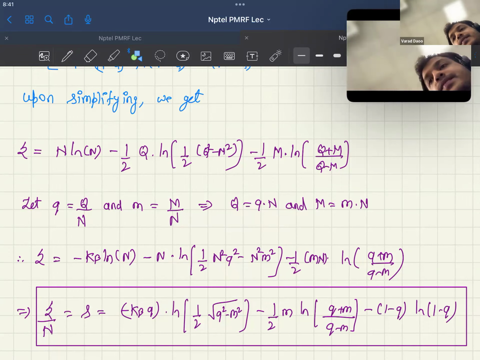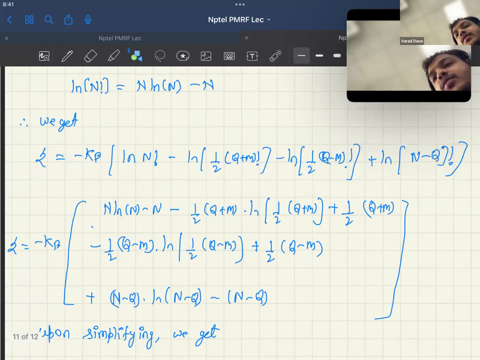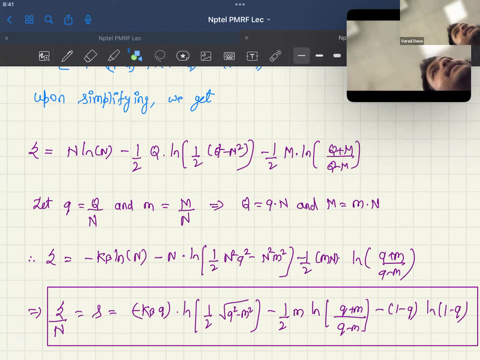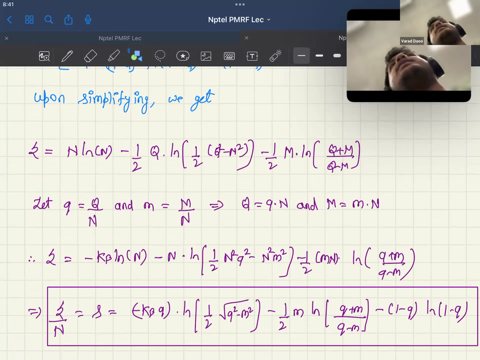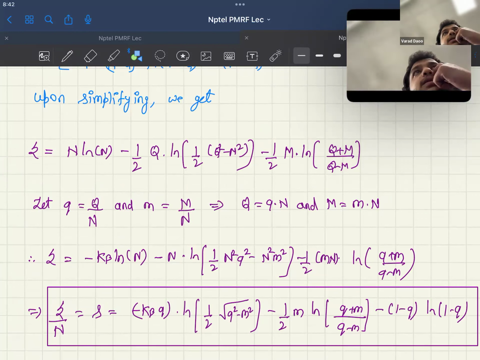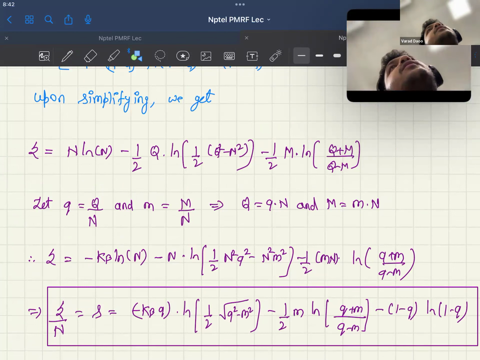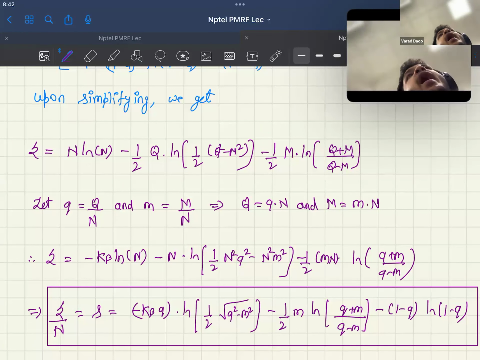Right? I hope this is clear to everyone. So we'll just wait for a couple of minutes for everybody else to understand it. And then now we'll go to the next part, that is, what is the temperature? Once we have this, most likely we know what is going to be the temperature. So I'll just wait for a couple of minutes for you guys to understand.